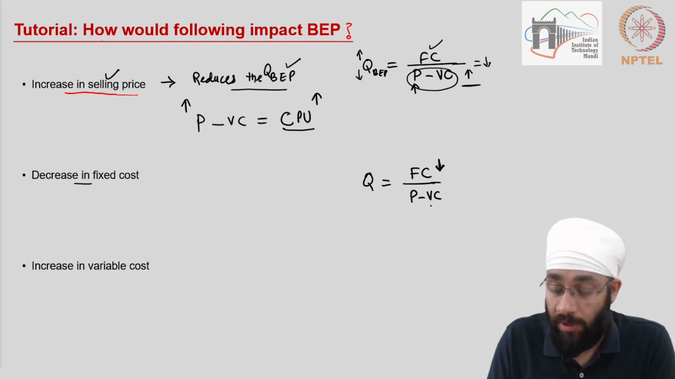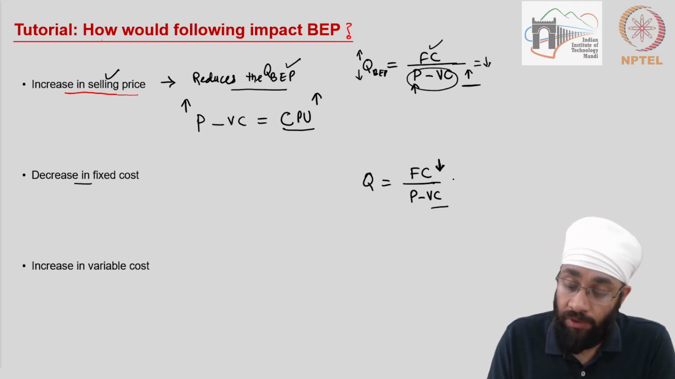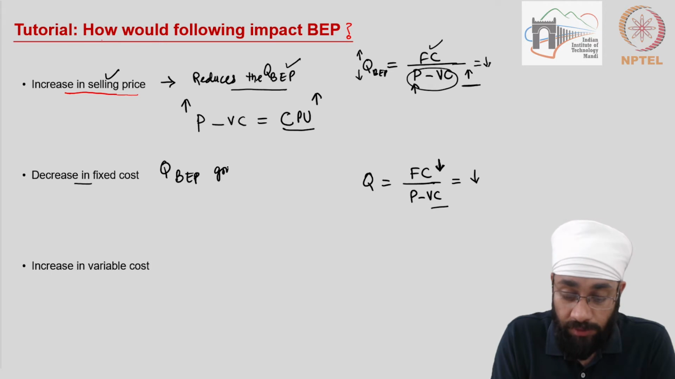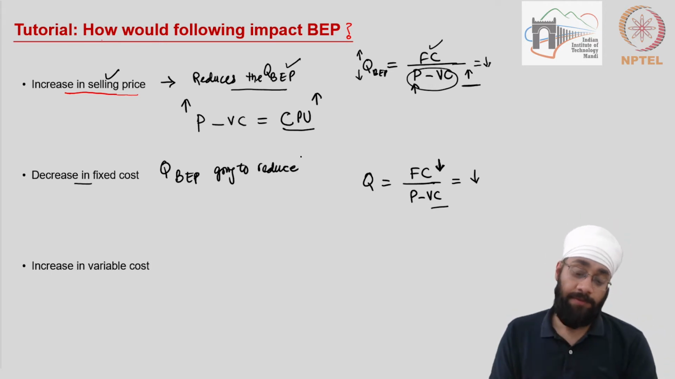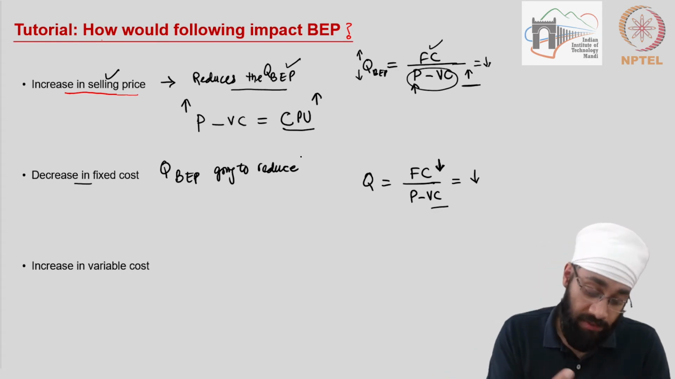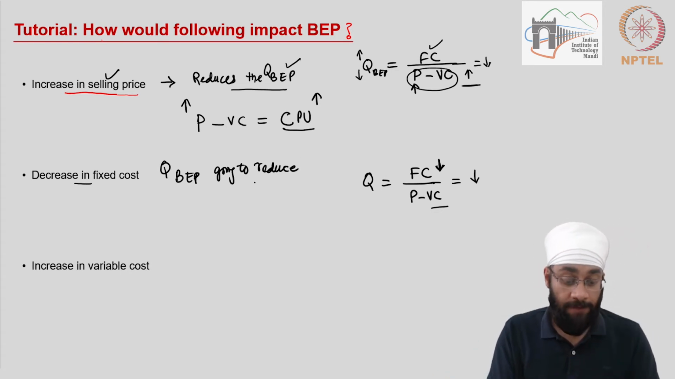you have fixed cost which is going down, meaning the numerator is going down, and the denominator remains the same. So the result of the equation is going to go down because the numerator is smaller now. Therefore, the quantity of break-even point is going to reduce. The break-even point comes down is another way of saying it. You can recover this fixed cost earlier.